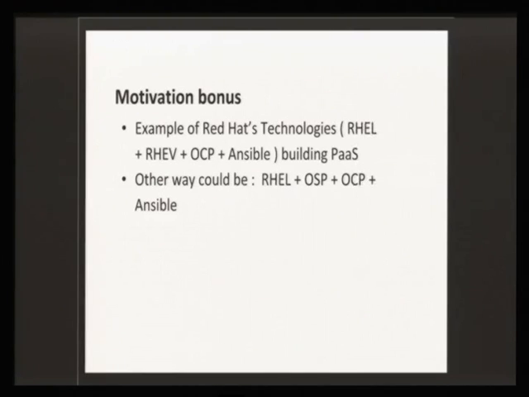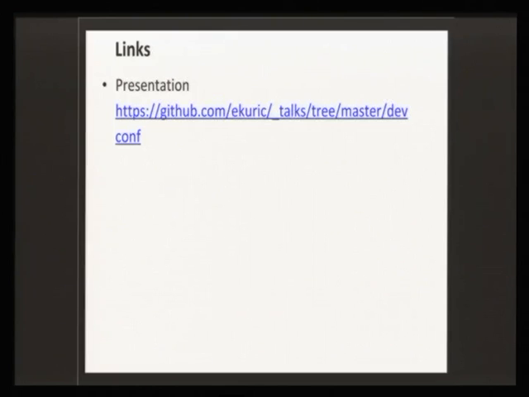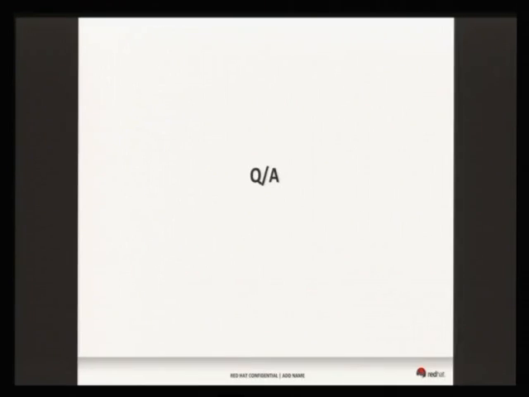An additional motivation for this is that this is an example of completely Red Hat technologies playing together to build OpenShift. So we have RHEL plus RHEV plus OpenShift Container Platform plus Ansible to build a platform as a service. Another solution would be to use OpenStack instead of RHEV. This presentation will be on GitHub in a couple of seconds. Are there questions? Yes, please.